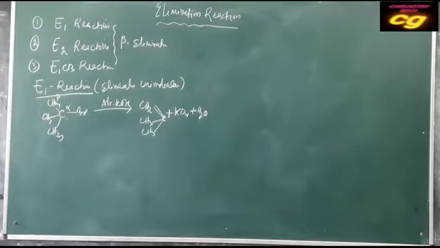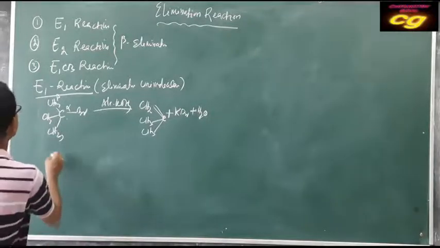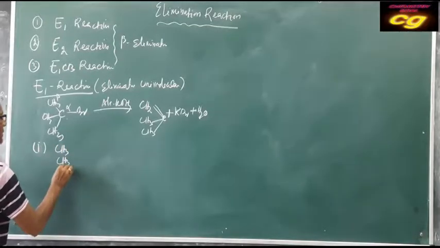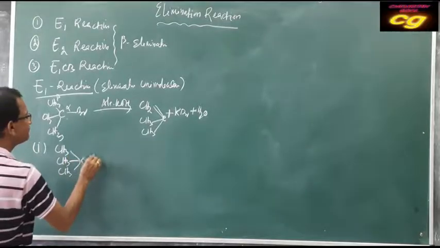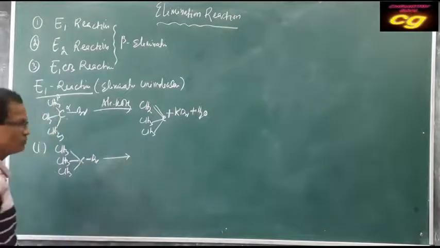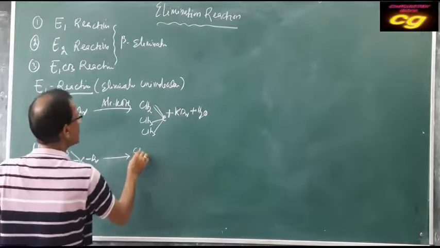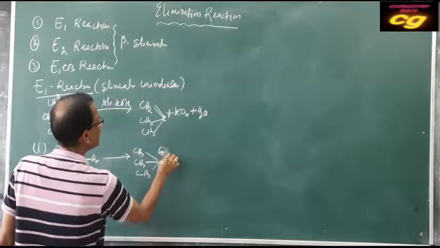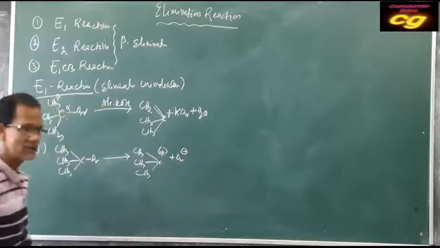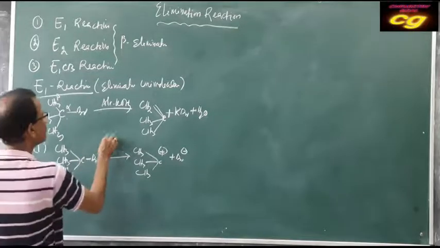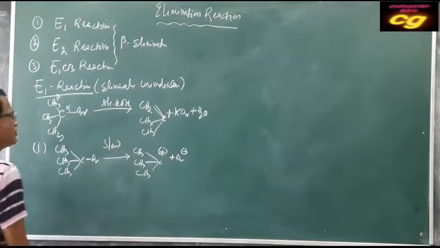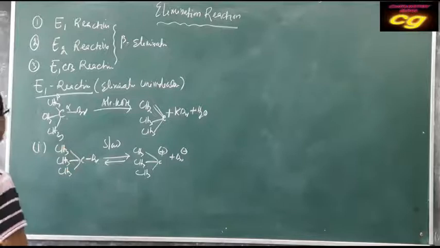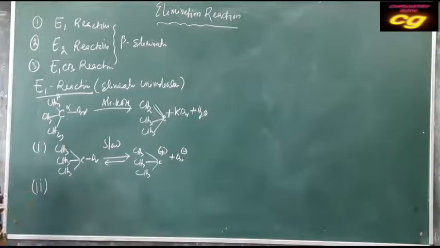So this E1 mechanism is a two-step process. In the first step, like SN1, the substrate first loses Br minus, forming a carbocation and Br minus. It is a slow step, and reversible, we can say. And then in the second step, what happens to this carbocation?